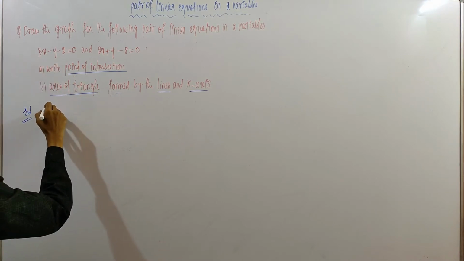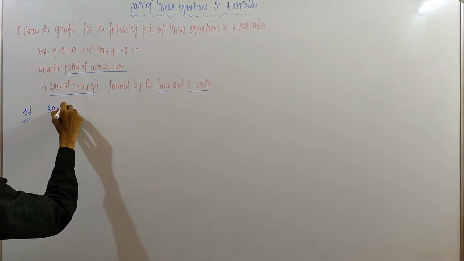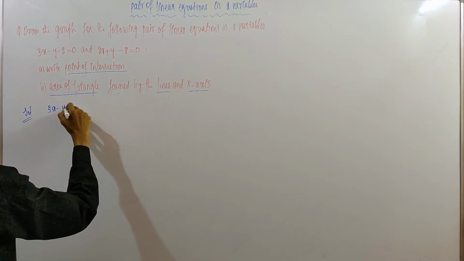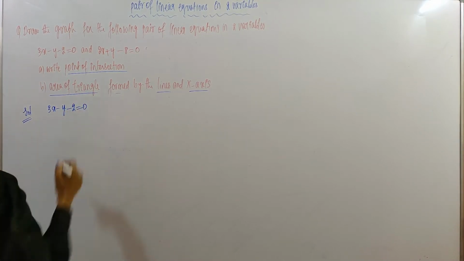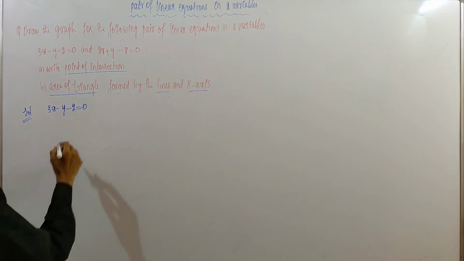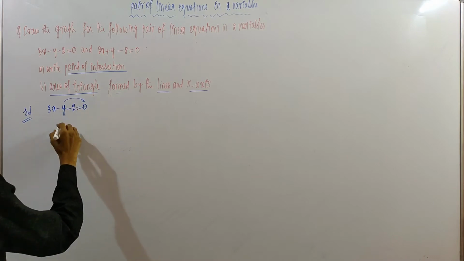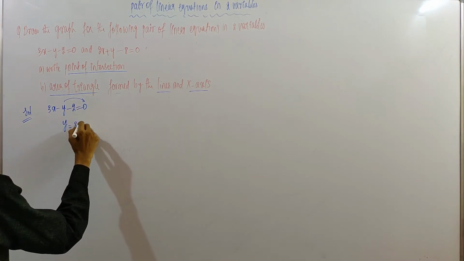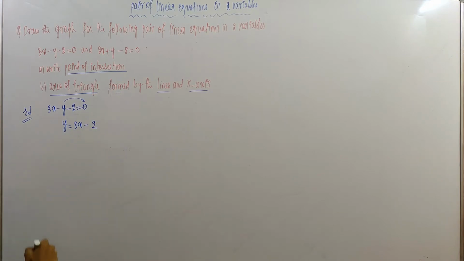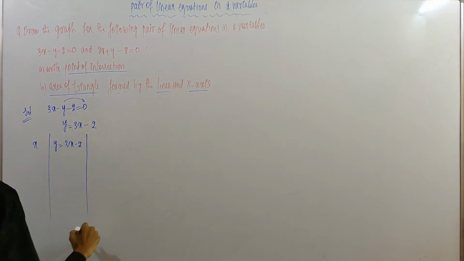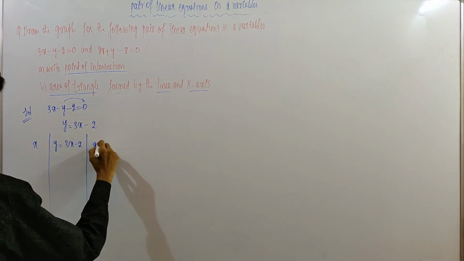Now we have the given equation 3x minus y minus 2 equal to 0. Make y the subject. Sending y here, we have y equals 3x minus 2. Now make 3 columns for x, y, and the ordered pair x, y.